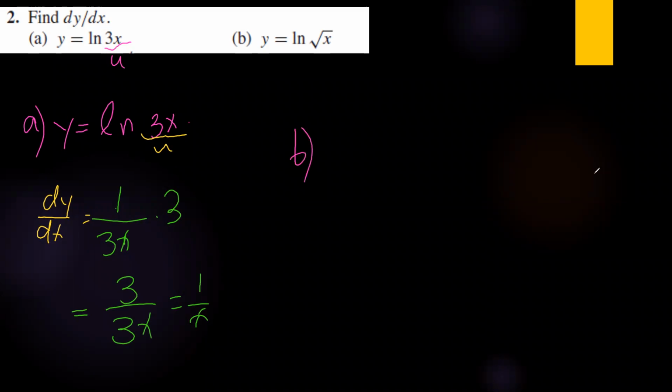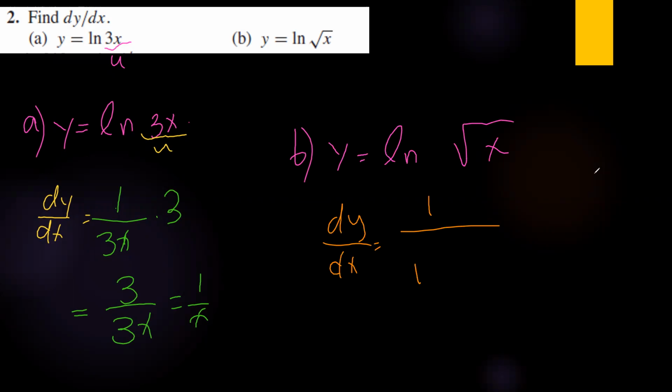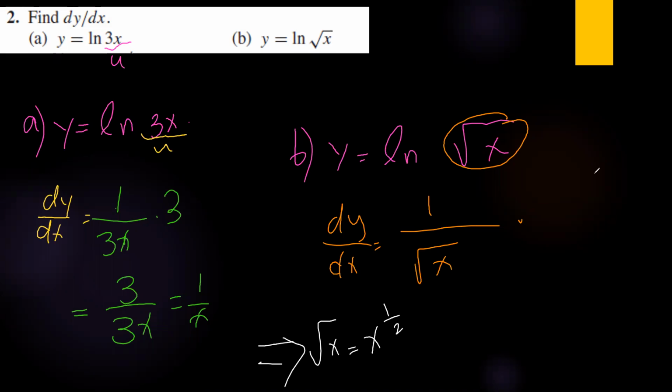Now let's solve B. Y equals ln of square root of x. So what will its derivative be? It will be 1 over square root of x, its reciprocal, times the derivative of square root of x. So here we have to come back to the derivative. Let's remember how we can find it. Square root of x can be written as x to the power half. So what's its derivative?